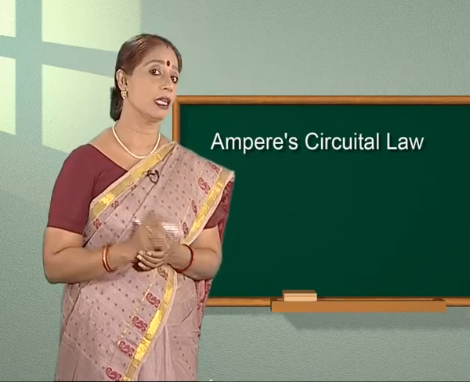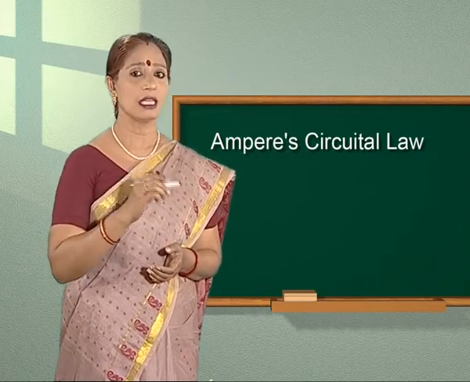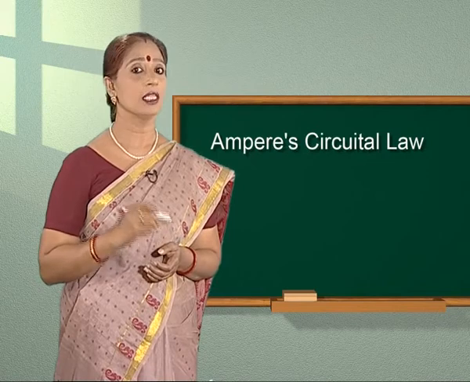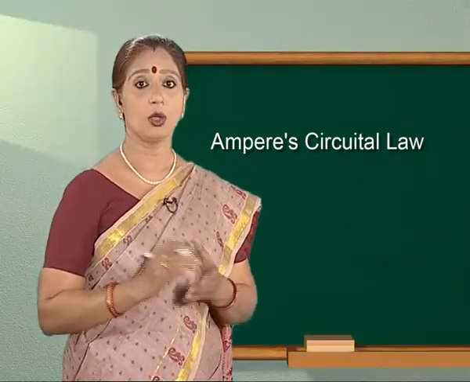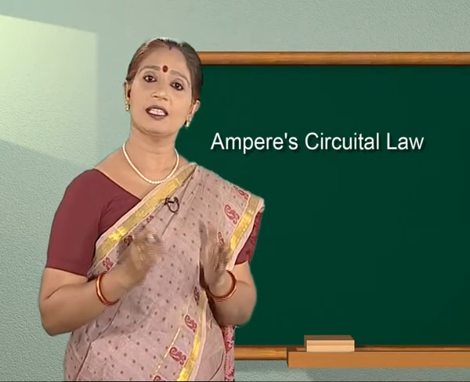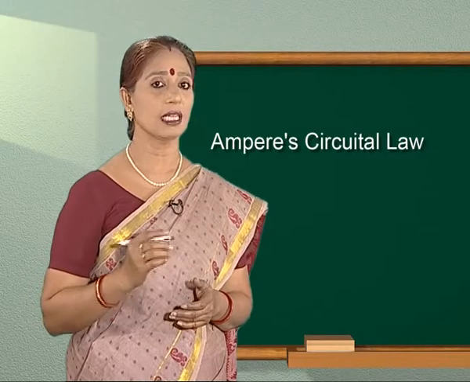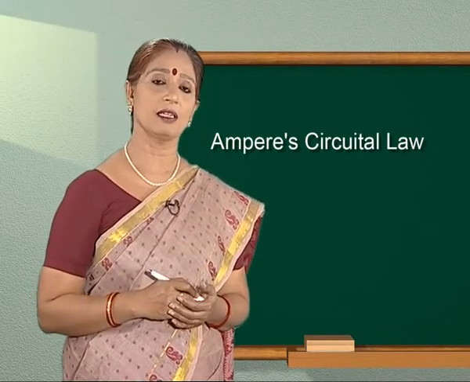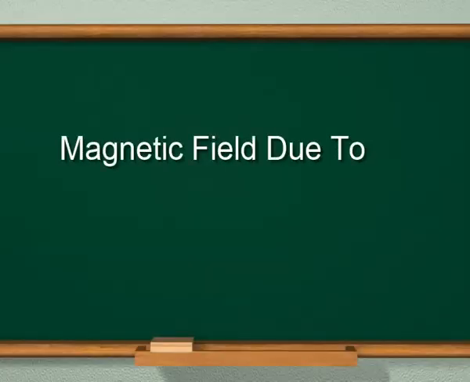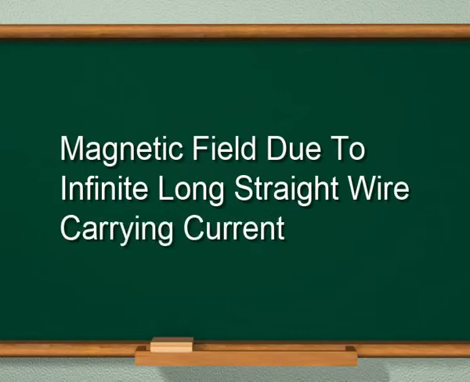Note that Ampere's circuital law is applicable to those steady currents which do not fluctuate with time. Let us now use this law to obtain the expression for the magnetic field due to current flow in a straight long conductor and a cylindrical conductor. Magnetic field due to infinite long straight wire carrying current.